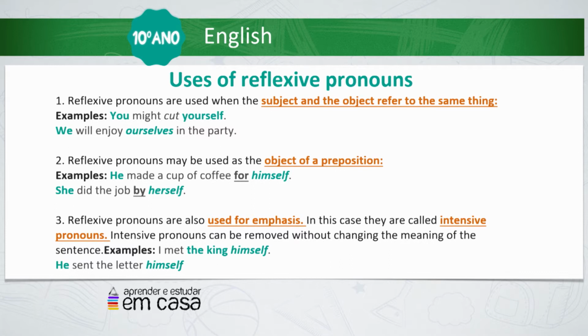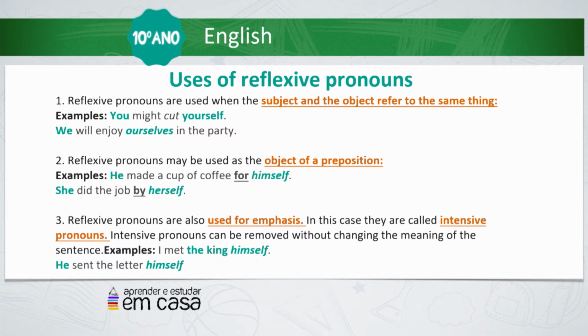Two, reflexive pronouns may be used as the object of a preposition. Example: he made a cup of coffee for himself. See, himself comes after for, that is a preposition. She did the job by herself.